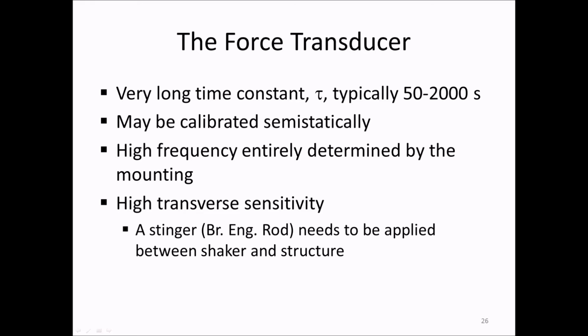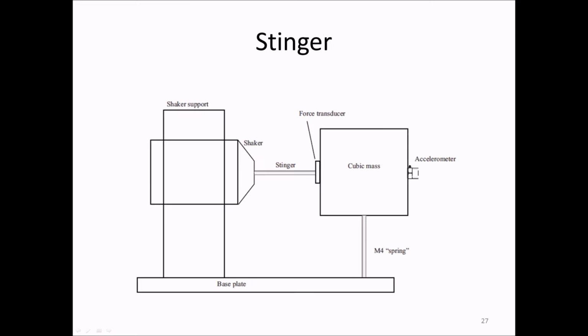This means that when used together with shaker excitation, we need to add a stinger, a flexible piece of wire or similar, between the shaker and the force sensor to remove any transverse forces. Here is an illustration from the paper presented earlier, showing an example of the connection of a stinger between the shaker on the left and the force sensor on the right. Note also that the force sensor shall always be attached to the structure, never on the shaker side of the stinger.